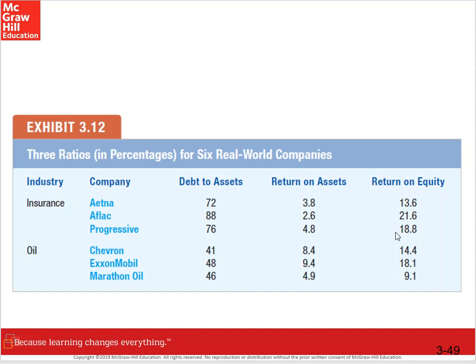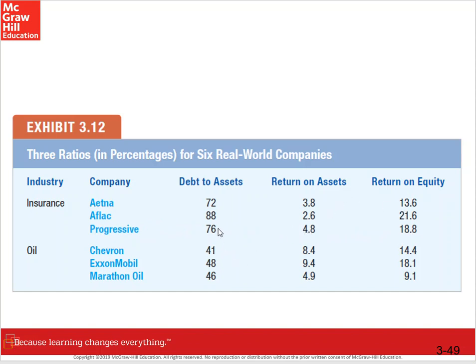So all of these are somewhat healthy, but we need to compare them year over year. But if I had to just pick one of these companies to invest in based on what I see here, I would probably go with Progressive. But we can make arguments for any of them.